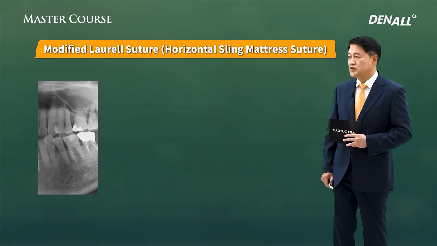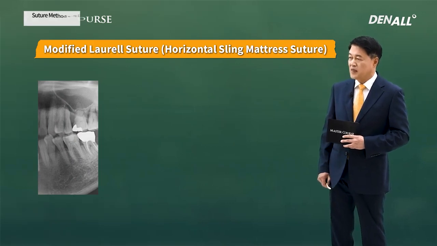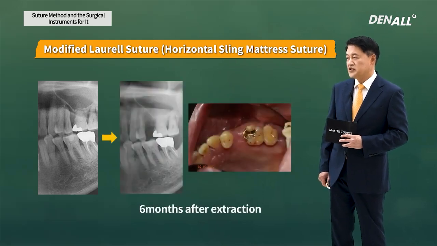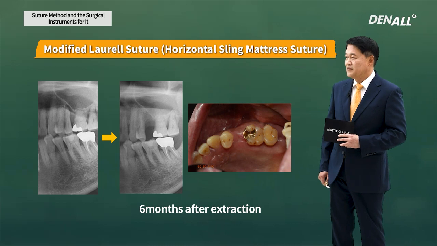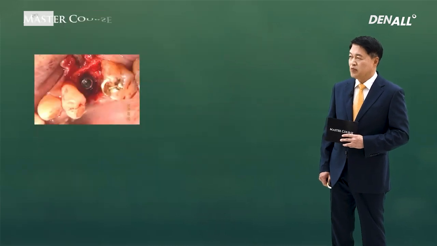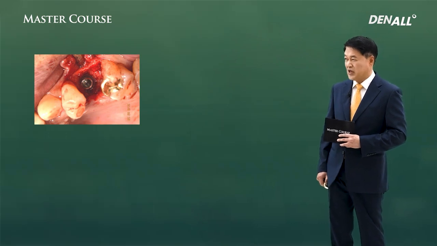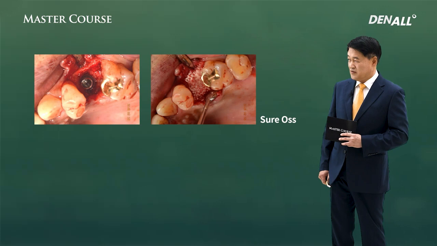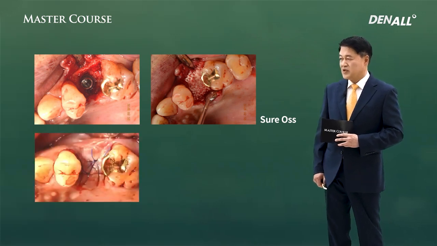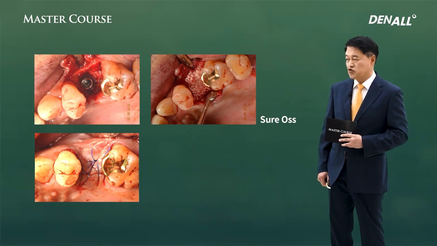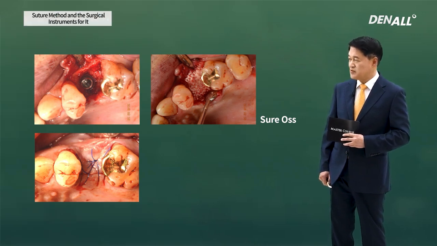In this clinical photo, we extracted number 25 due to periodontitis, and after 6 months, the patient came in for implant placement. After placing the implant, there was a bone defect, so on the buccolingual side, you see a lot of gap. So first, using Sure Os, GBR was performed, covered with the membrane, and modified Laurel suture on the important center part was performed. So we tucked on the buccal side.